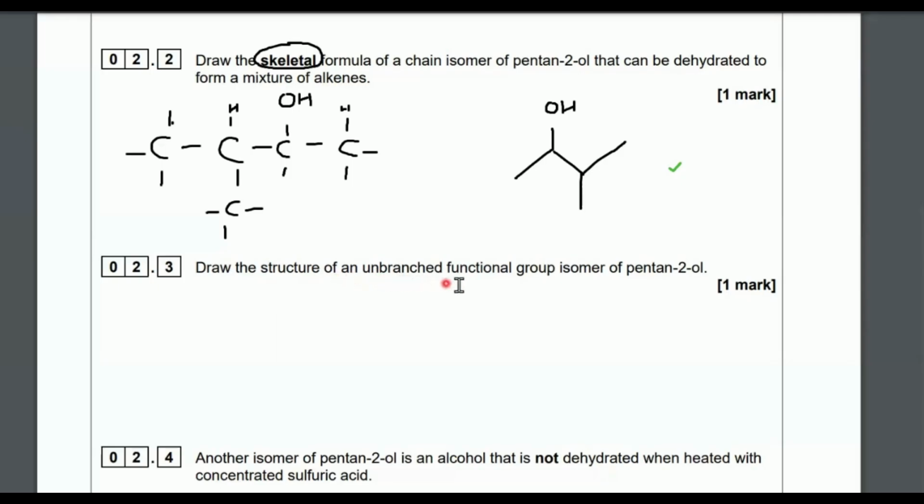Draw the structure of an unbranched, a lot of isomerism here, gets my head spinning. Draw the structure of an unbranched functional group isomer of pentan-2-ol. Right, so what you need to know for this one is that you need to keep checking back to the molecular formula with isomers just to make sure that it's C5H12O. So you might say, okay, I need to do an unbranched. What does that tell you? That tells you that we have 5 carbons, that we're going on a 5-carbon trip. Unbranched functional group. It's a straight chain. We can't have any methyl or ethyl groups coming off. So that's what that tells me.